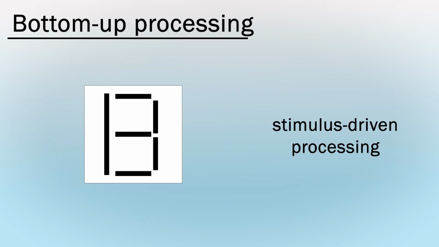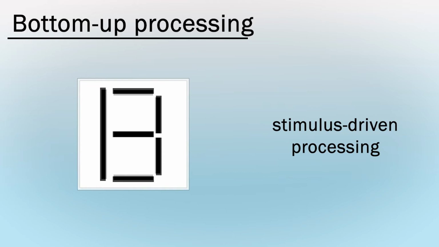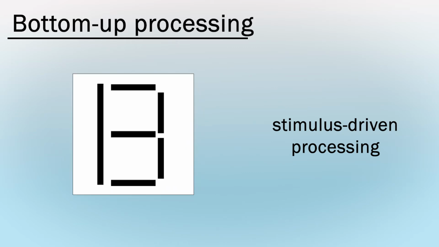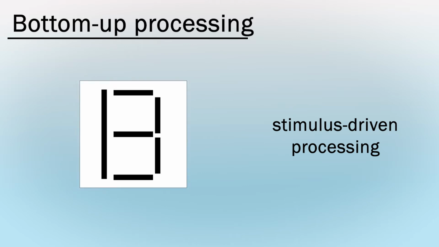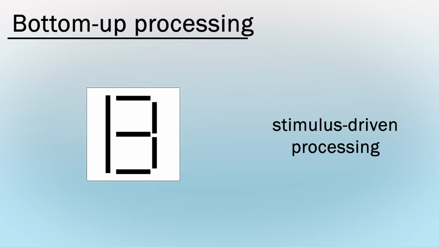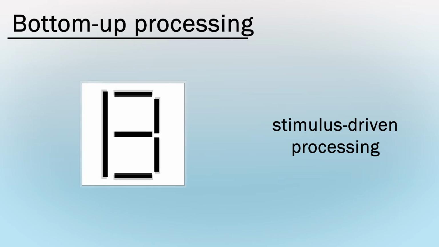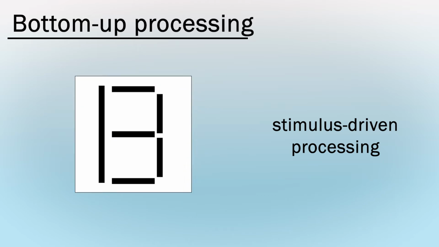Bottom-up processing, on the other hand, speaks to the way that our brains are called to stimuli in the environment. One event that causes bottom-up processing is motion. For example, this object on its own may catch our attention simply because it moves. In this way, bottom-up processing may be thought of as stimulus-driven processing.